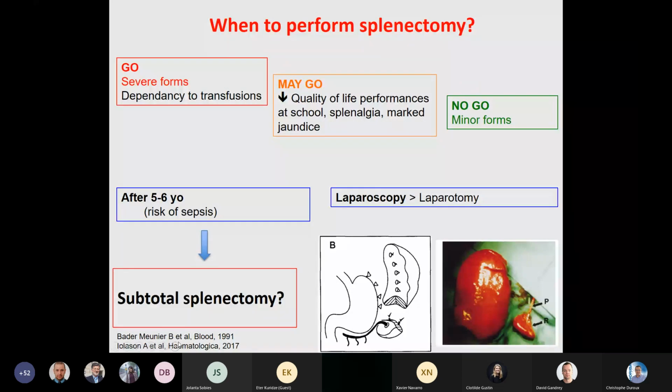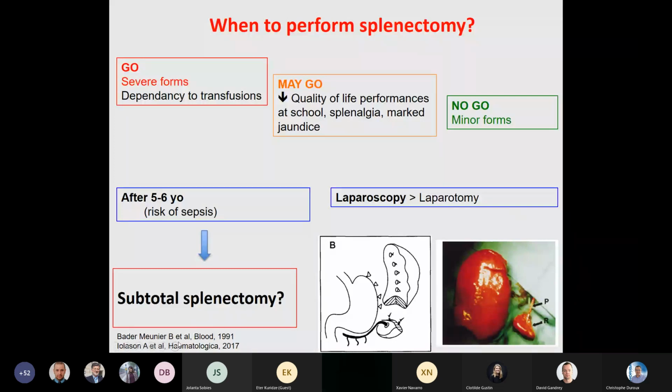But unfortunately, most of these patients are in between these two situations, and they can have a mild anemia, but still decreased quality of life, decreased performance at school for kids. They can also have symptomatic splenalgia, and a very invalidating marked jaundice. And in this situation, you will have to discuss with your patient, keeping in mind that even if it has drawbacks, splenectomy alleviates this hemolysis and normalizes the hemoglobin level in most of these patients.